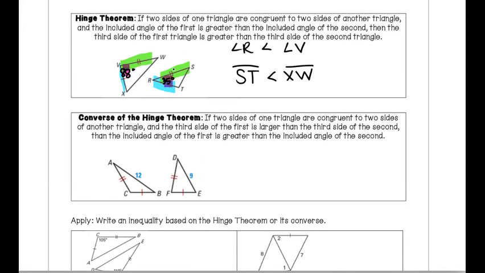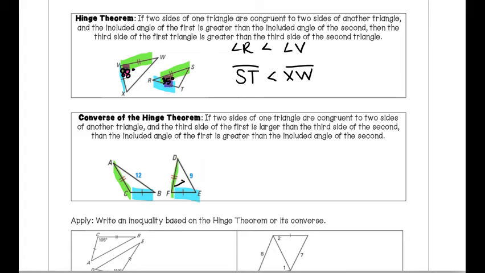So next up we have the converse to that. Remember, the converse is just reversing the statement. So this time we're told that we've got congruent sides, so CB is congruent to FE, and then we have this other set of congruent sides, AC and DF. Well, we don't know the angles in between. However, we can see that those sides across from them are given.